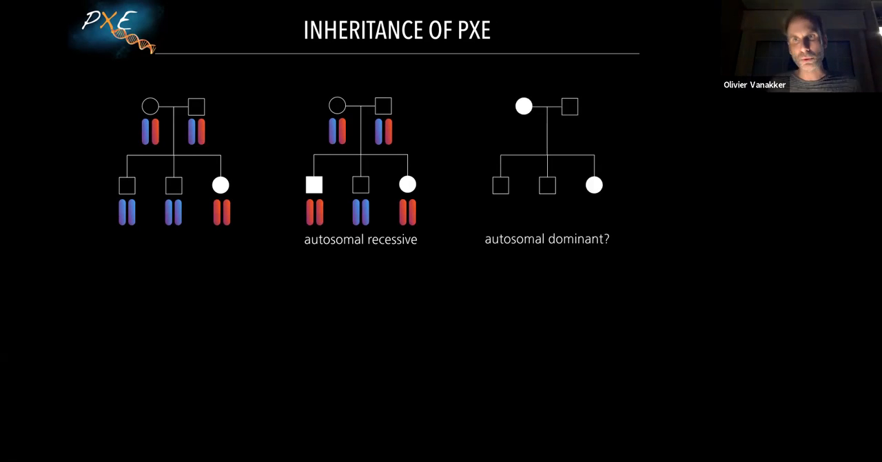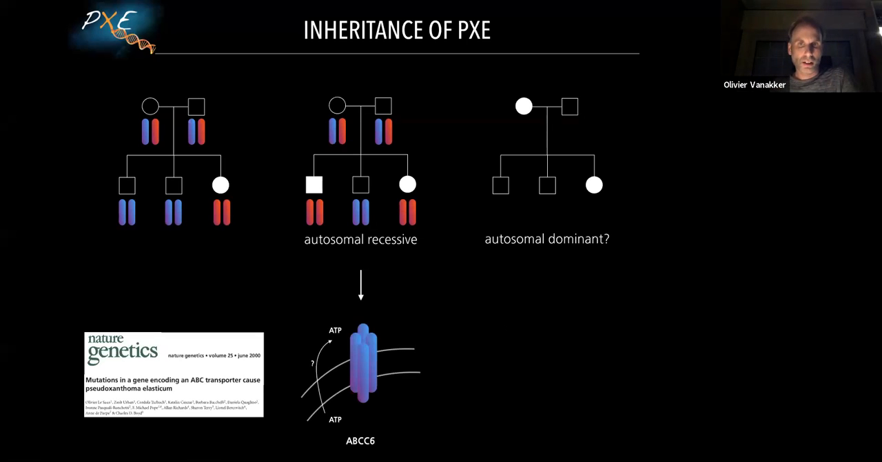Strangely enough, there were also families where you saw that there was, in subsequent generations, a patient with PXE, for example, a parent and a child. And this was initially thought to be what is called autosomal dominant, being that you do not need 2 genetic defects to have the disease, but just 1 was enough and could be transmitted very easily from the parent to the child.